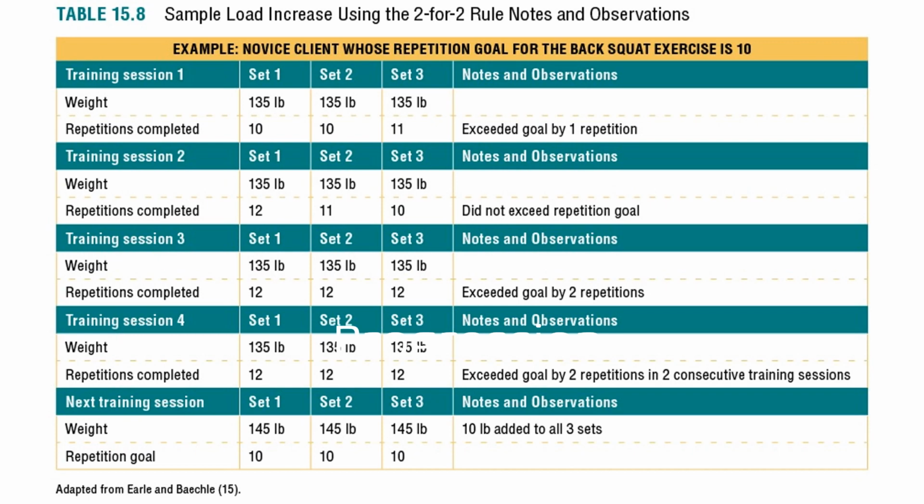And this is just a sample load increase using the 2-for-2 rule based upon a novice client whose repetition goal for the back squat is 10. And you can see they're exceeding the goal by 1 repetition in training session 1. In training session 2, they did not exceed the repetition goal. Training session 3, they did. And training session 4, they did as well. So you added 10 pounds to all 3 sets in the next training session.